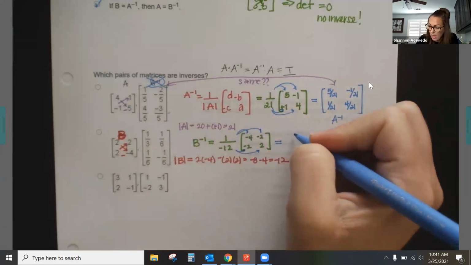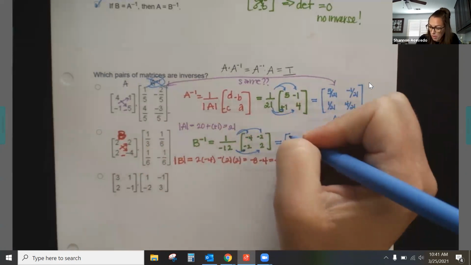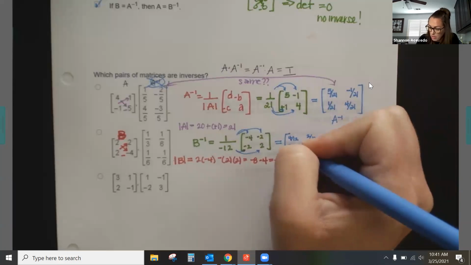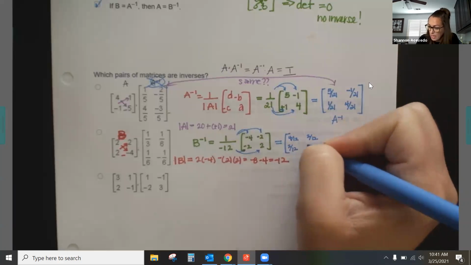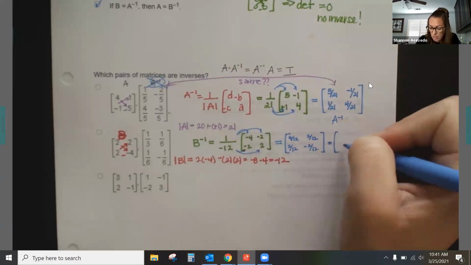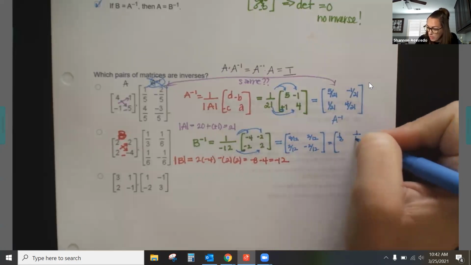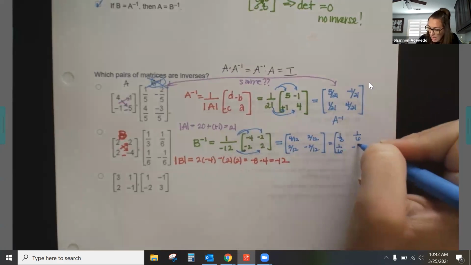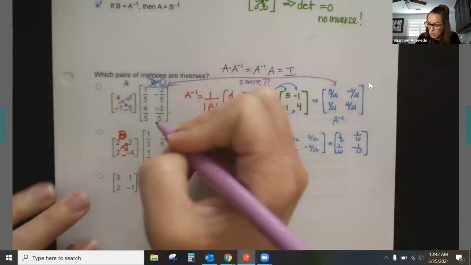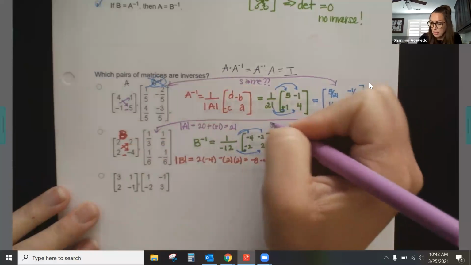And when I do that, I end up with a negative and a negative making a positive 4/12. This is going to be a positive 2/12. This is going to be a positive 2/12. This is going to be a negative 2/12, which is not simplified. We could clean that up. So that simplifies to a 1/3, a 1/6, a 1/6, and a negative 1/6. And look, you guys, these two equations are the same. They are the same.